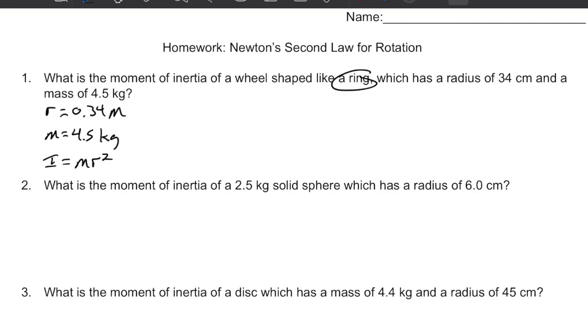If I is equal to mr squared, I will be equal to 4.5 times 0.34 squared, the 0.34 being squared because the radius is squared in the formula. When you multiply 4.5 by 0.34 squared, you get 0.52 kilogram meters squared. For the units, we're just taking the quantities that we're multiplying and using their units. Nothing to memorize, just using what you're used to.